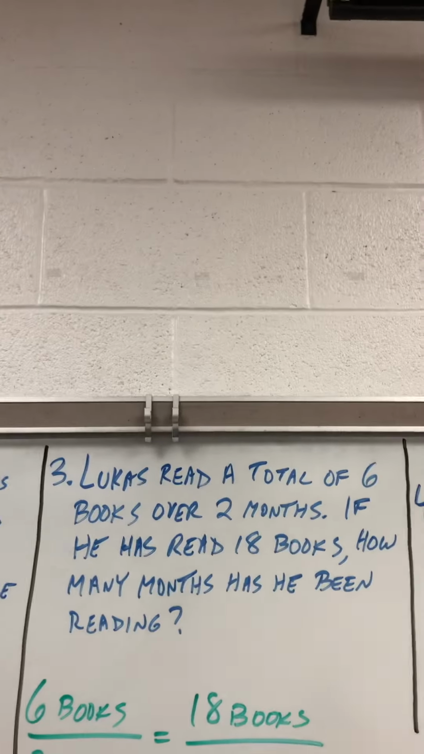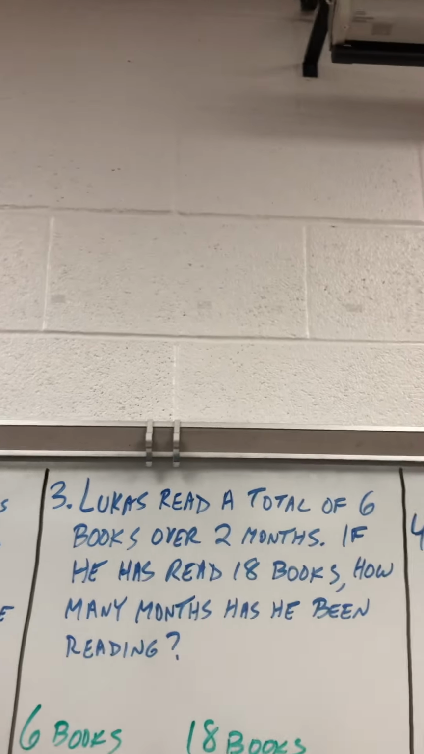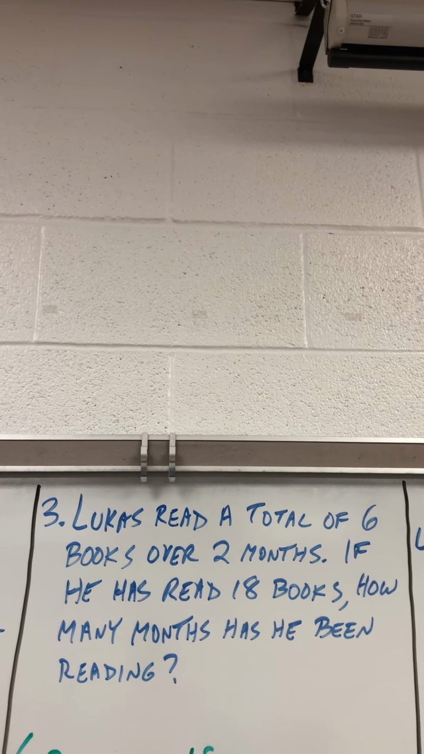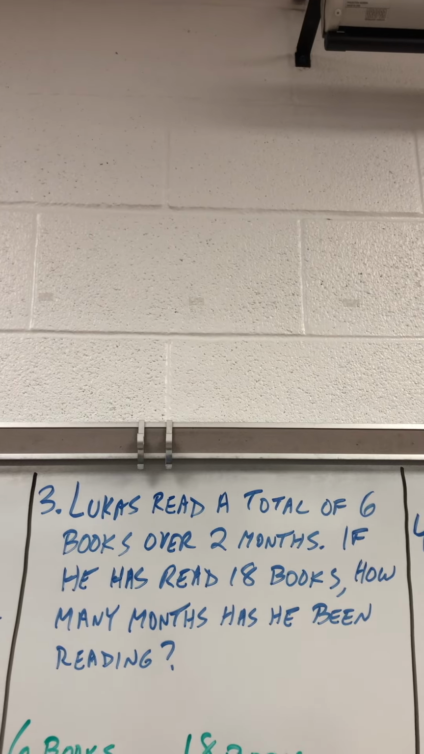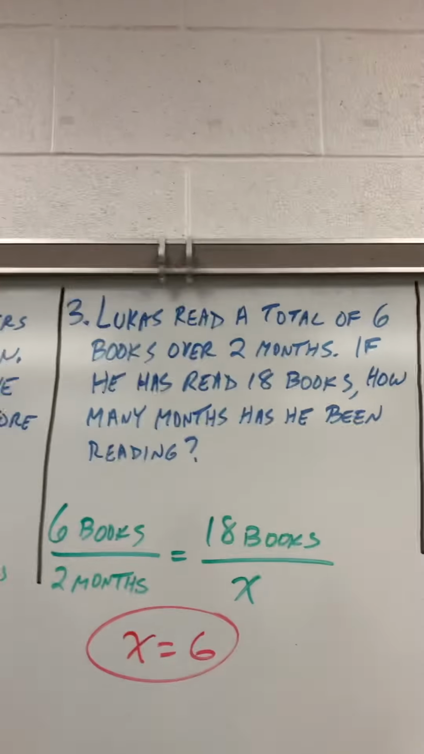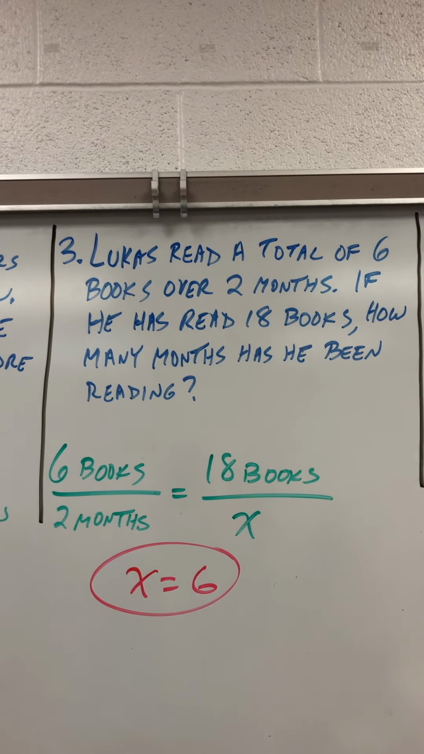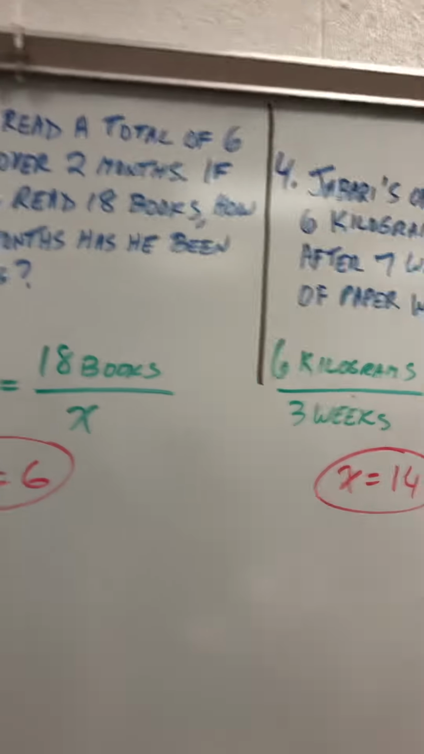Lucas read a total of 6 books over 2 months. Isn't that 3 books a month? So if he has read 18 books, how many months has he been reading? Well, at 3 books a month, it'll take him 6 months because 3 times 6 is 18, right? Or 6 over 2 equals 18 over x. 2 times 18 divided by 6 equals 6. Okay.